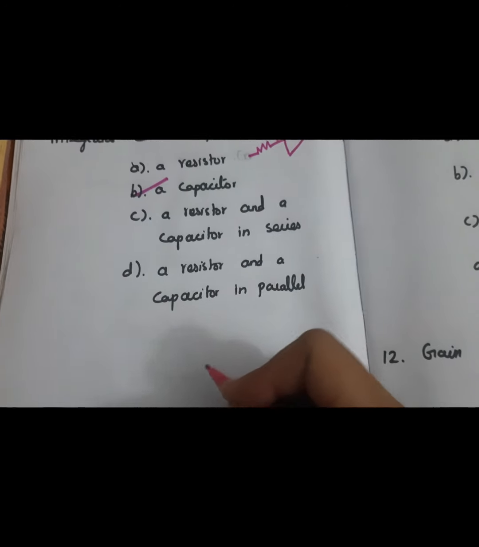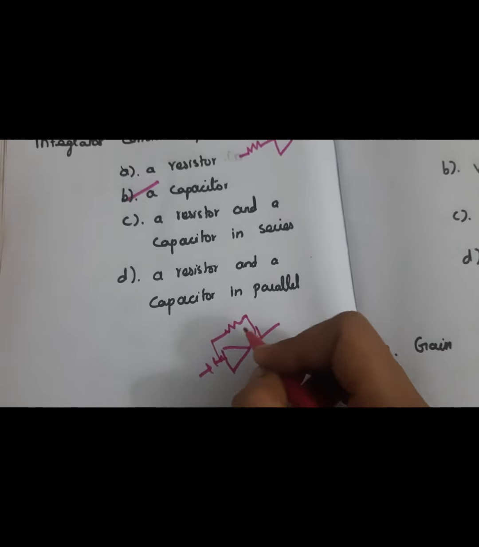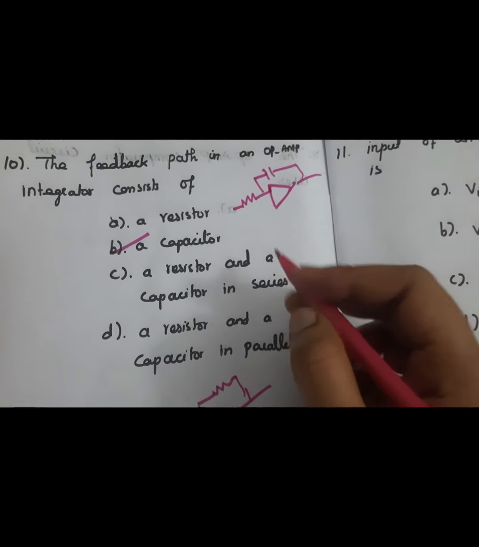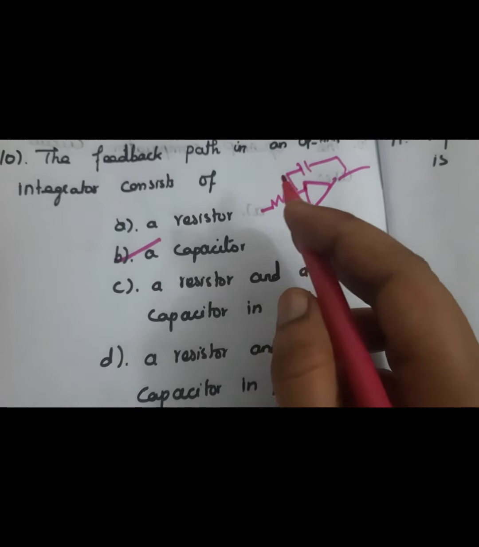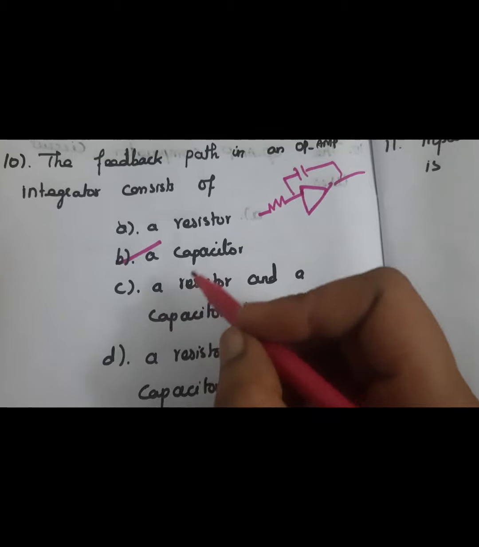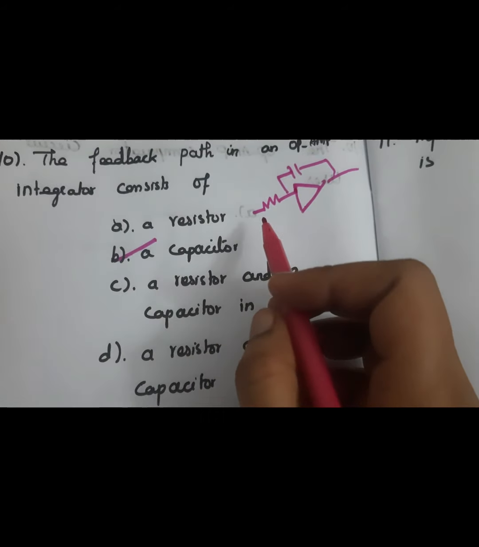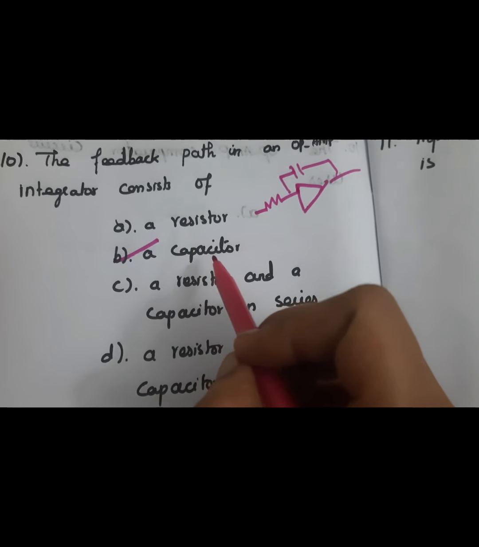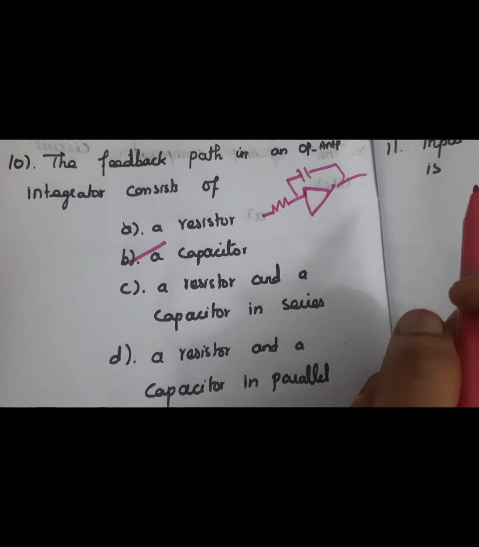In the case of a differentiator, this is the circuit. Its feedback path consists of a resistor, just opposite to the integrator. So you remember any one, integrator or differentiator, and the other is just opposite to that. Integrator consists of a capacitor, differentiator consists of a resistor. So here the integrator consists of a capacitor in its feedback path. So B is the answer.